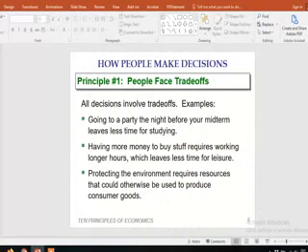This is the first principle of economics. People face trade-offs. All decisions involve trade-offs. For example, going to a party the night before your midterm leaves less time for study. You have a trade-off here. If you go for a party, less time for study. And if you go for study, less time for party.